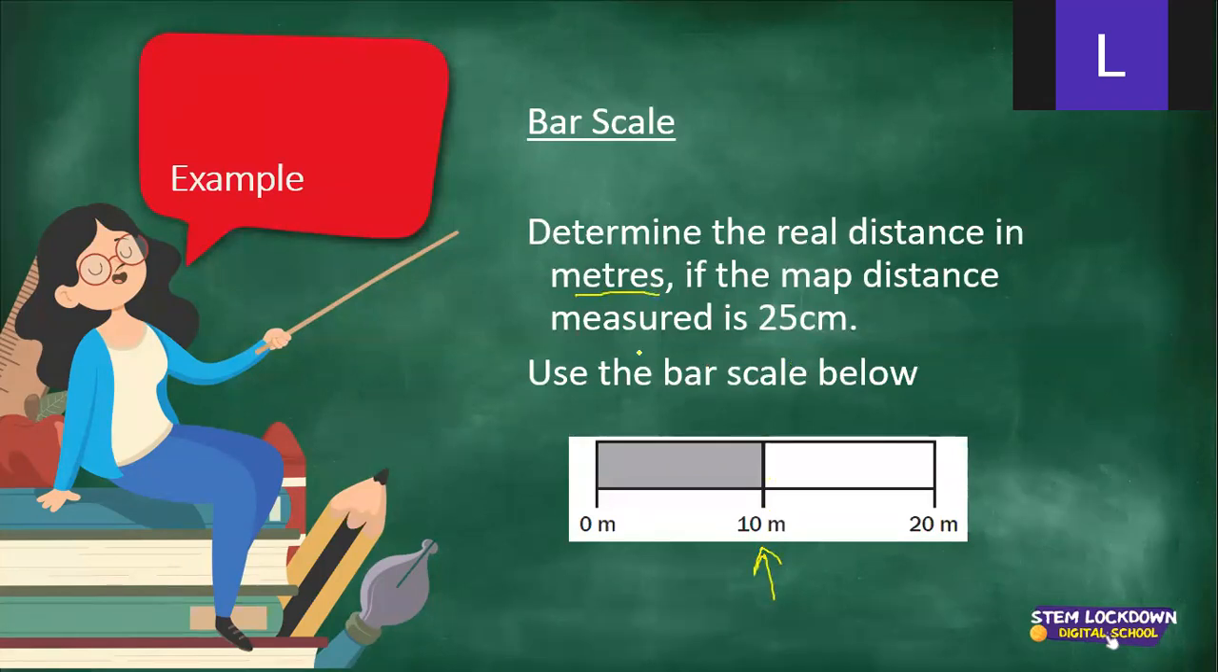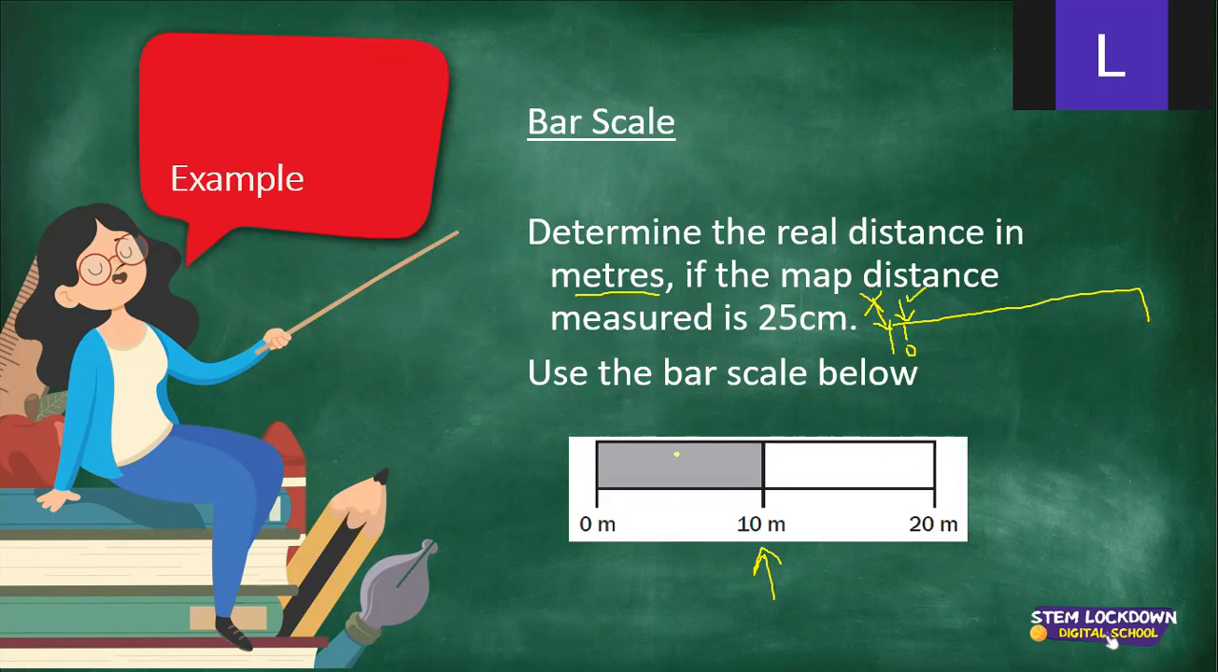If the map distance is 25 centimeters, so you've measured using your ruler, right? Remember, when you use a ruler, you must start here at 0. Don't start here. So this will be wrong. This will be correct, right? Now, let us carry on.